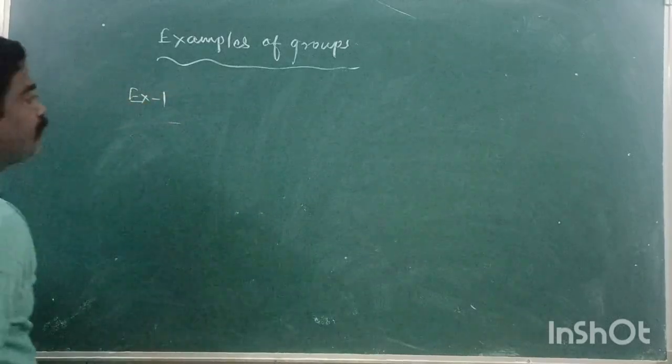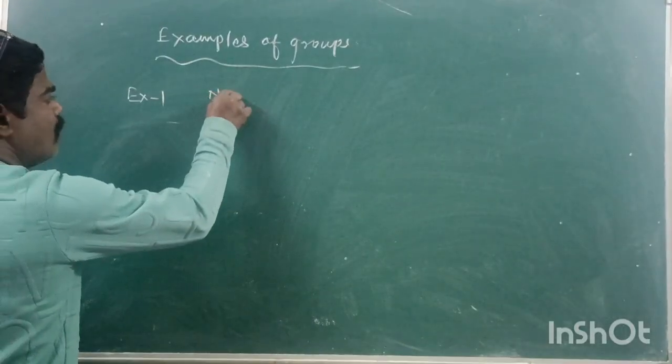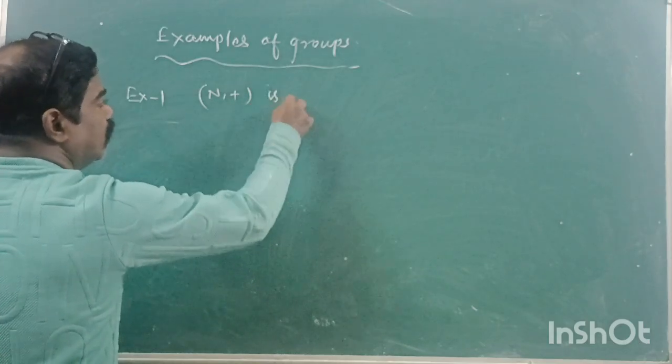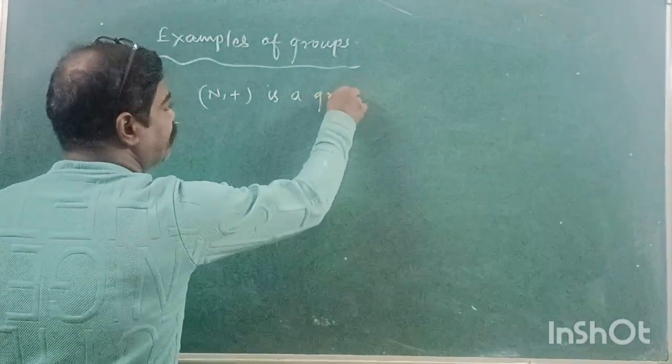Example 1: N, plus. Is it a group or not?